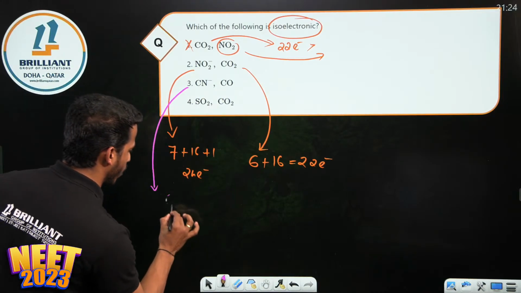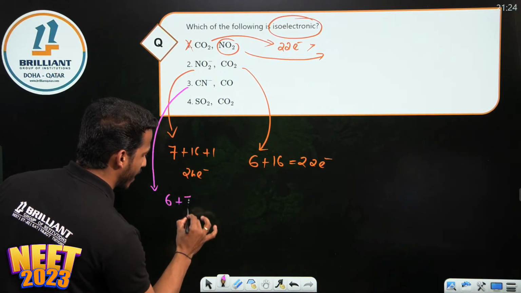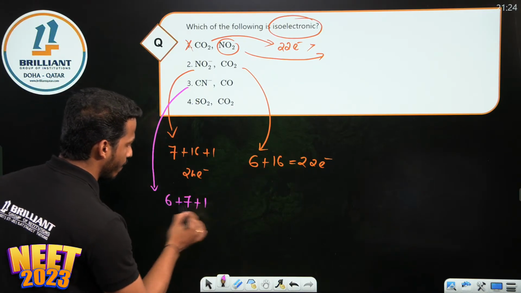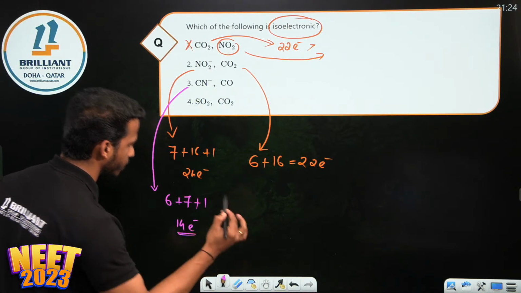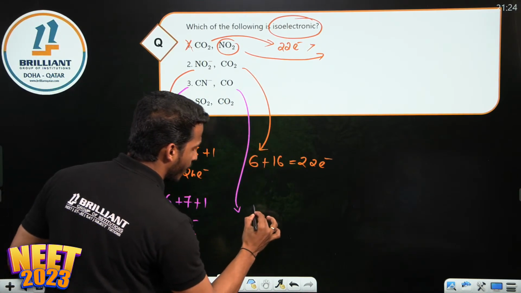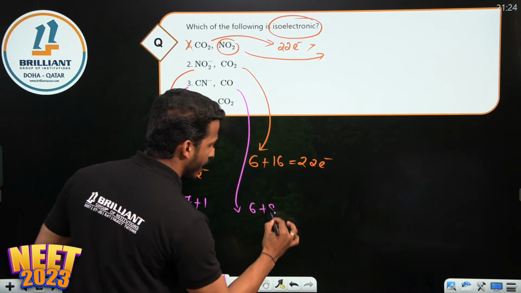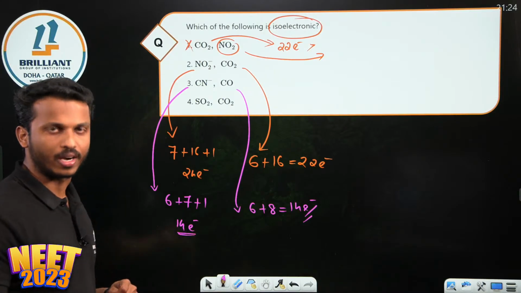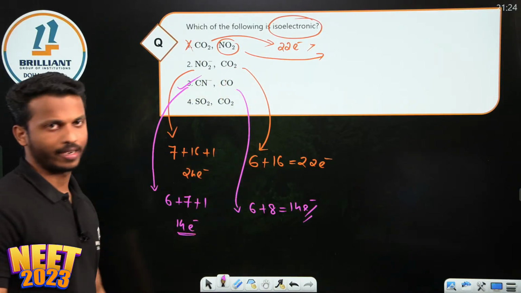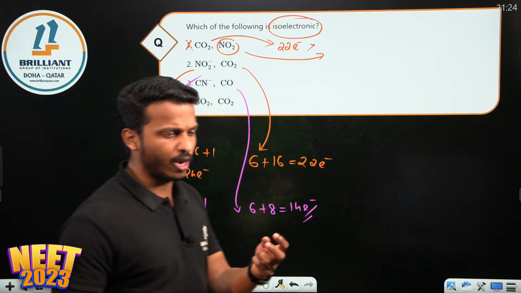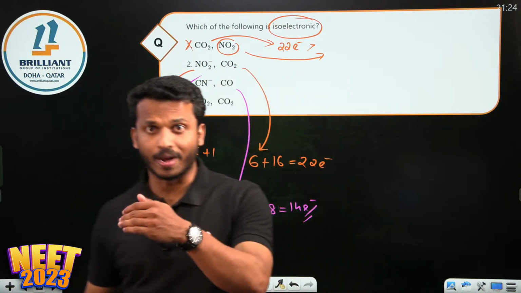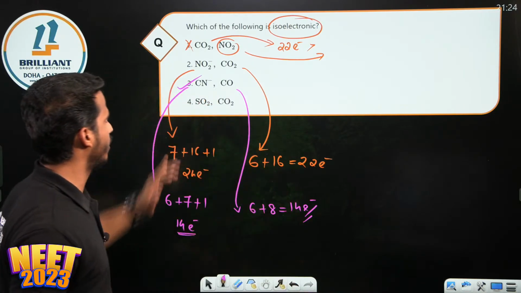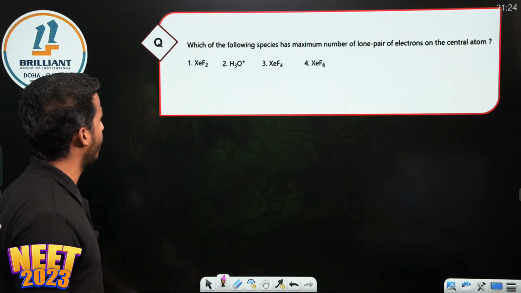Carbon 6 electrons, nitrogen 7 electrons, minus indicates 1 electron extra. Okay. So 7 plus 7, a 14 electron system. What about CO? Carbon 6 electrons, oxygen 8 electrons. Yes, it's having 14 electrons. Yes, they are isoelectronic. Option 3 is the correct answer. It's a simple one, but be careful about the charges, okay? If a minus charge is mentioned, add electrons. If a positive charge is mentioned, lose electrons. Yes, option 3 is the correct answer. They are isoelectronic. Next one.